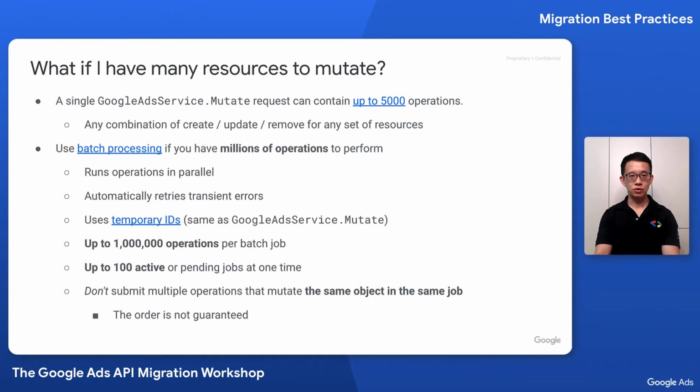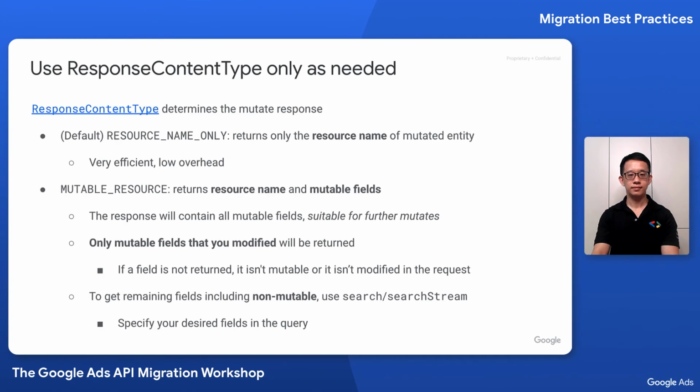You are allowed to use the temporary IDs the same way as you use with the GoogleAdsService.Mutate. However, don't submit multiple operations that mutate the same object in the same job, because the order is not guaranteed, and you may end up with a non-deterministic result.